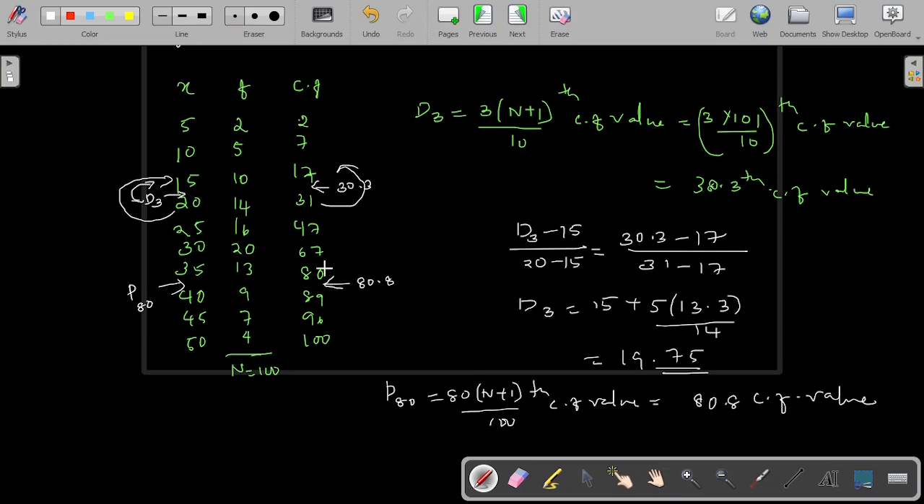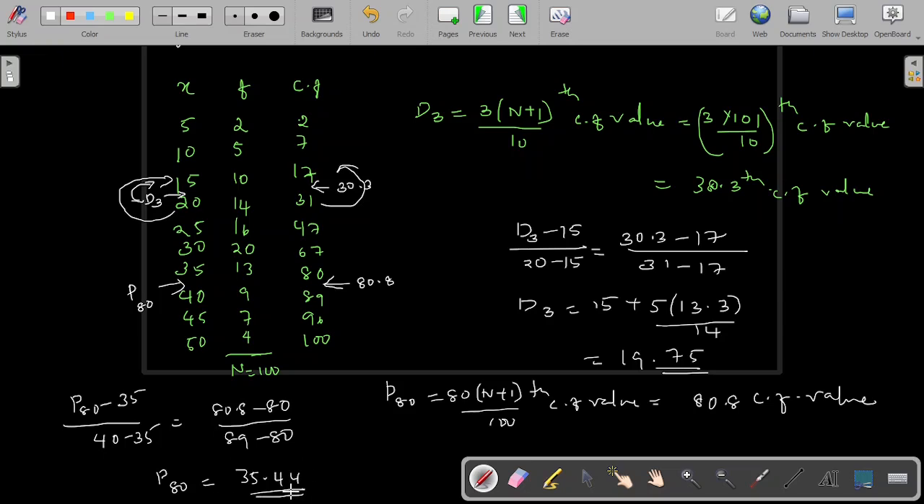On an approximation, P80 can be concluded as 35. Now if we want the exact value of P80, it is calculated like this: P80 minus 35 divided by 40 minus 35, which is next value minus this value, equals 80.8 minus 80 divided by 89 minus 80. On simplification you will get the value of P80 as 35.44. From this value, 80% of the data falls below.